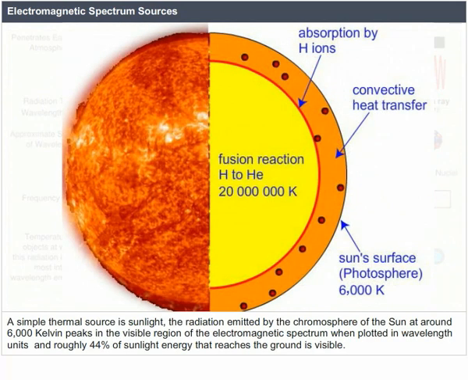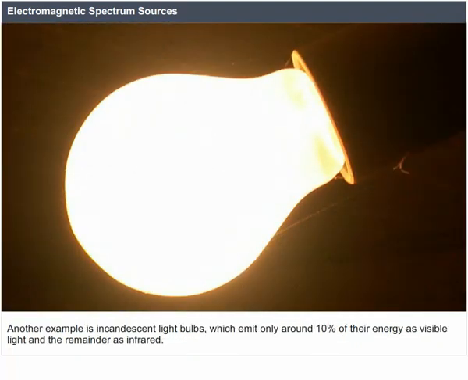The radiation emitted by the chromosphere of the sun at around 6000 Kelvin peaks in the visible region of the electromagnetic spectrum when plotted in wavelength units, and roughly 44% of sunlight energy that reaches the ground is visible. Another example is incandescent light bulbs, which emit only around 10% of the energy as visible light and the remainder as infrared.